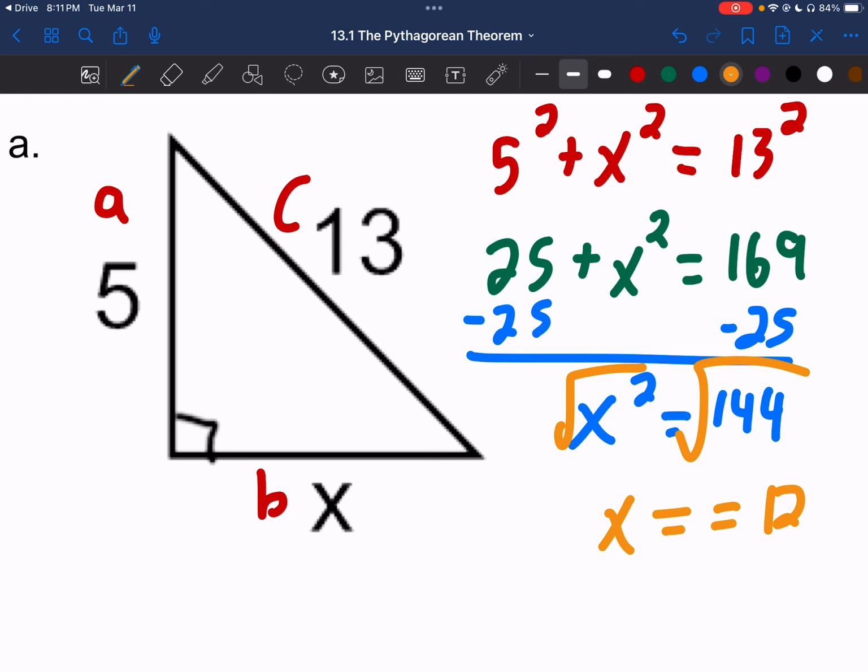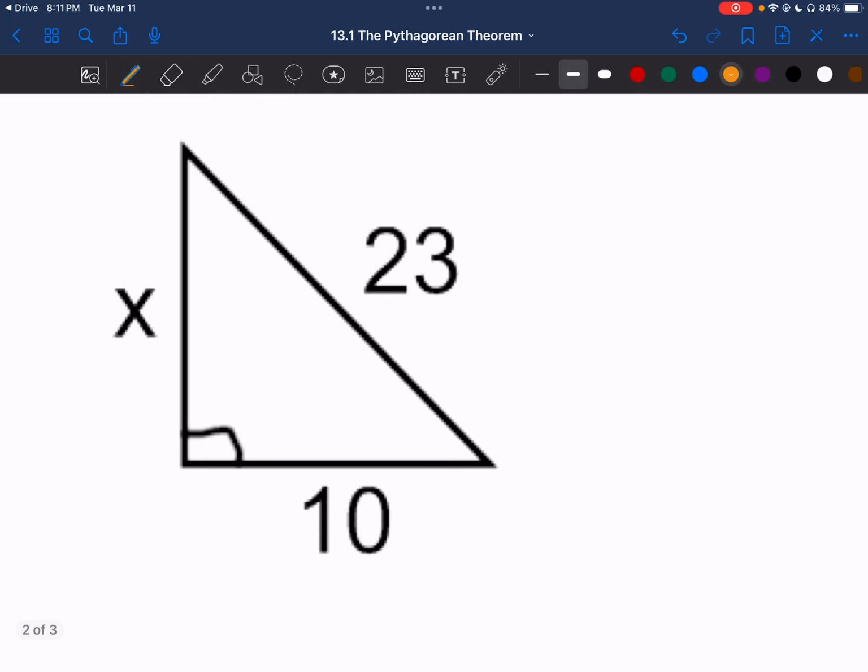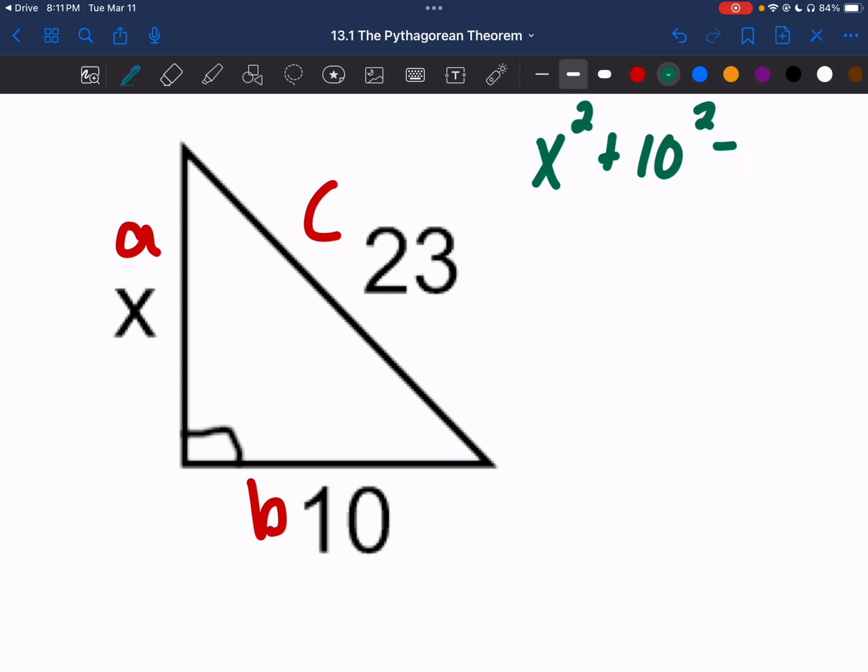All right, let's look at letter B. We have our A value, our B value, and our C value. Now, do A and B have to be those exact sides? No, they could be switched. B could be x and A could be 10. Either way, they're both a leg. That's what really matters here. All right, so our A value, A, we don't know what it is, so it's x squared, plus our B value, 10 squared, equals our C value, 23 squared.